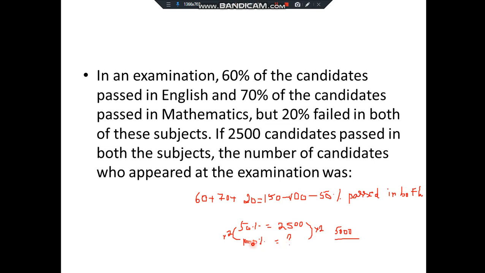So you can build a relation. See, 500 into 2 is 100, right? So 2,500 into 2 is equal to 5,000. You can do that or cross multiply. So 5,000 is the answer. We'll go with the next question.